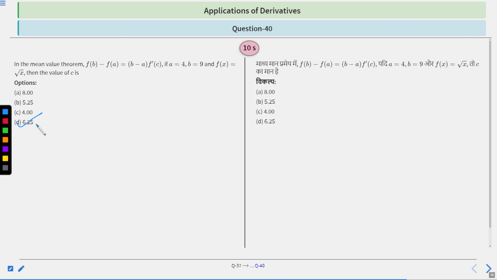So in this way, we have seen a lot of questions based on applications of derivatives. Hope you understand the concept of mean value theorem, Lagrange's mean value theorem, and Rolle's theorem. So these are basically the questions based on mean value theorem and Rolle's theorem. Hope you liked the lecture. Thank you so much.